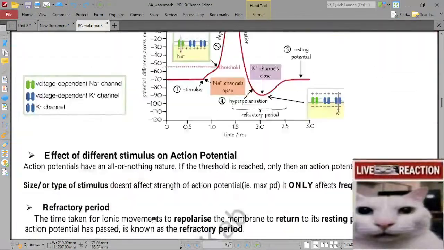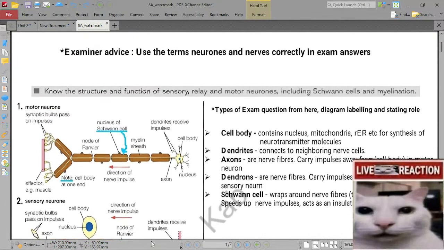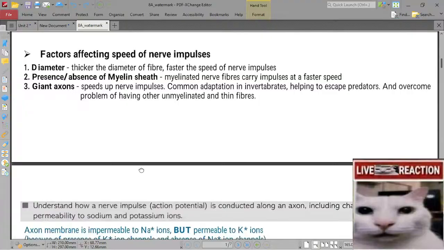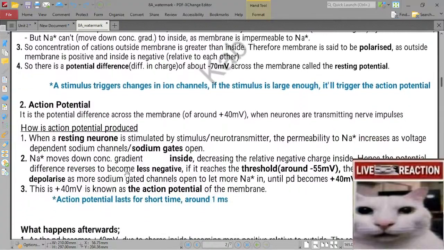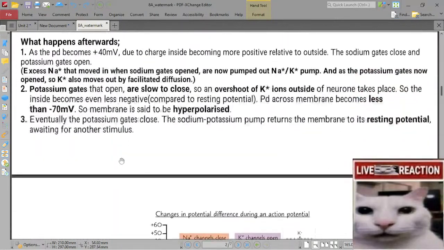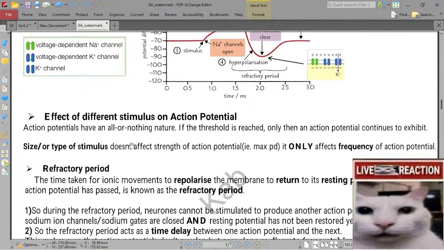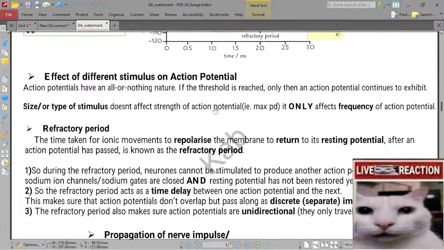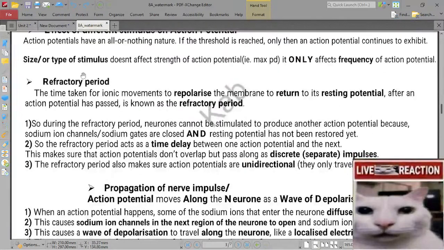So they touch over first the structures, then the speeds, then the resting potential, how the resting potential is maintained, how the action potential is produced, and what happens afterwards. Effect of a different stimulus on action potential. Right, I remember this. There's the potential difference which doesn't reach the threshold, it just goes back down, right? There was a name for that, I forgot.